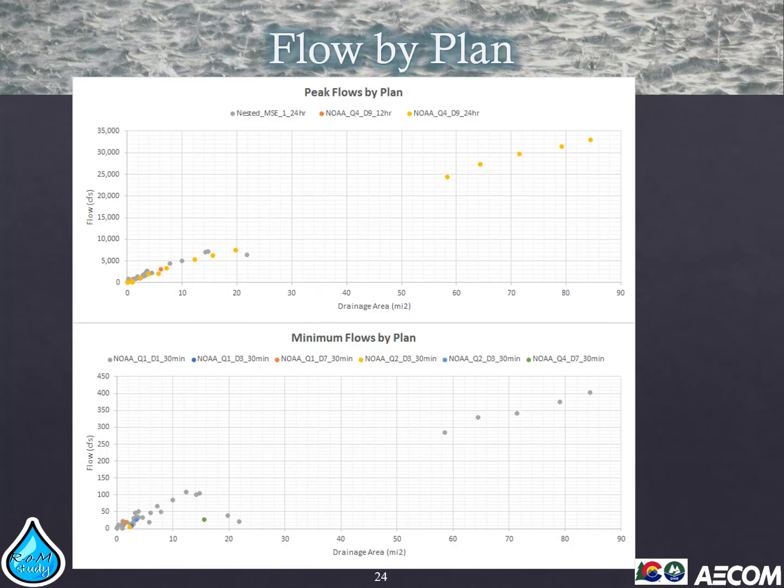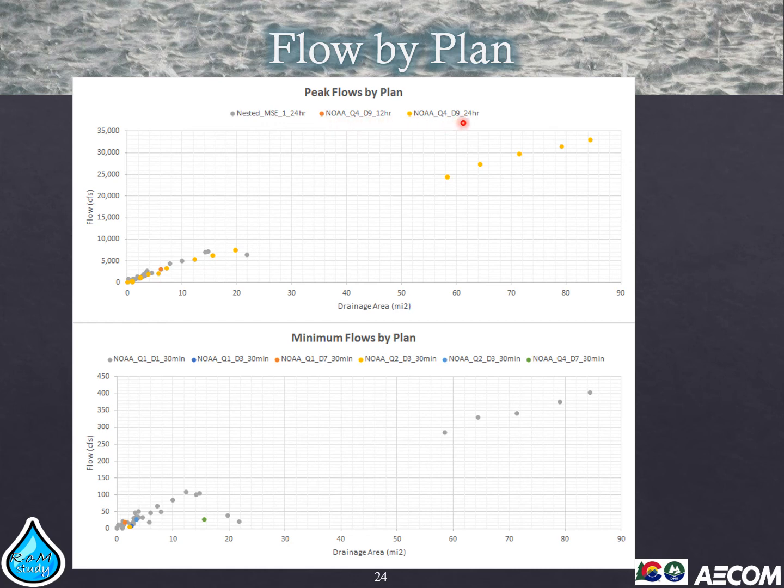Now this graphic shows the peak flows, those that are the maximum observed of any of the plans simulated by distribution for each drainage area, and also the minimum flows. And again, no surprises here, so most of them here are going to be yellow or gray, where gray is the nested MSC1. This is the one with the steepest intensity, so the least on the curve, on the ramp up and on the tail, and the most on the center of it. And then also with the orange and the yellow being the Q4D9.